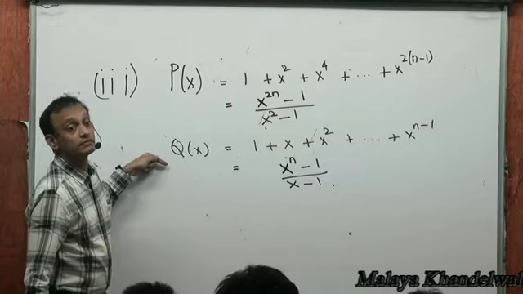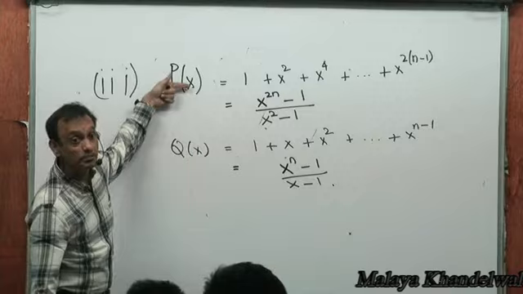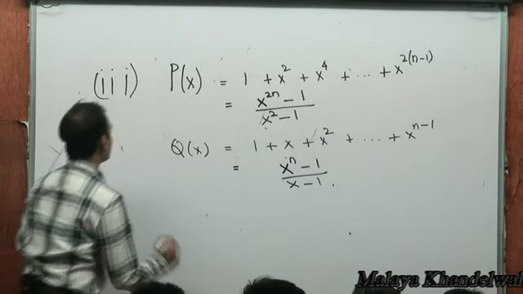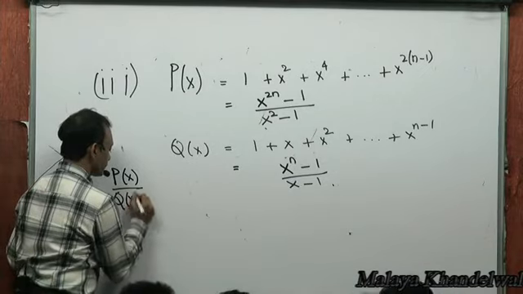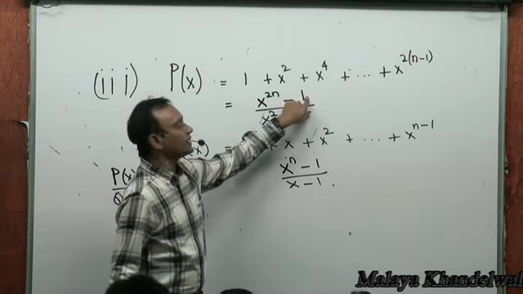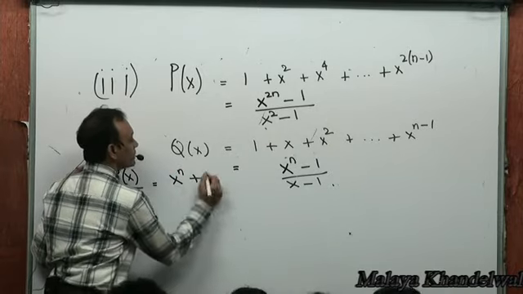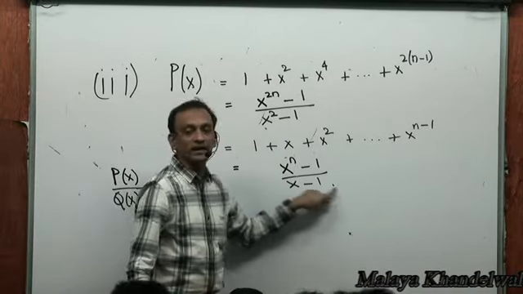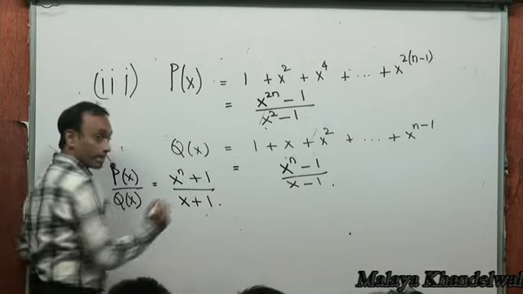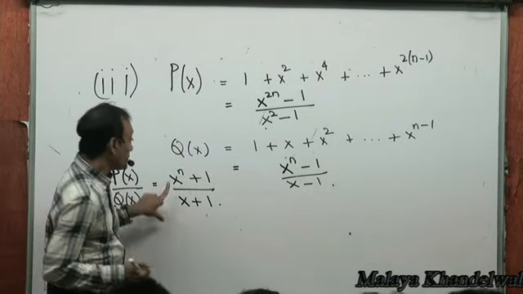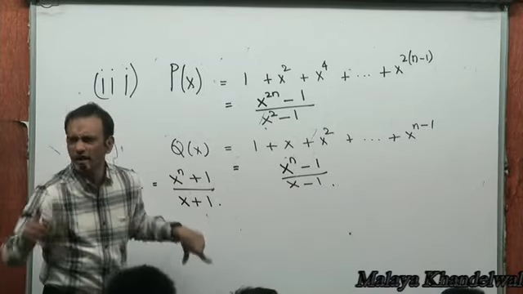P(x) by Q(x) must be a polynomial. P(x) should be perfectly divisible by Q(x). What is P(x) by Q(x)? See, x power n plus 1 into x power n minus 1 divided by x minus 1. That's going to be x power n plus 1. And then x square minus 1 by x minus 1 would be x plus 1. That means the remainder of this division must be 0.